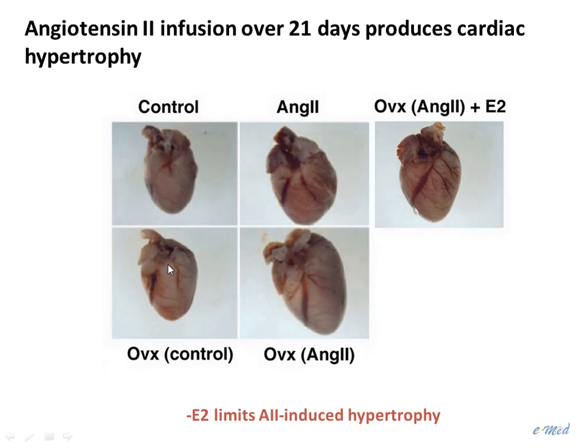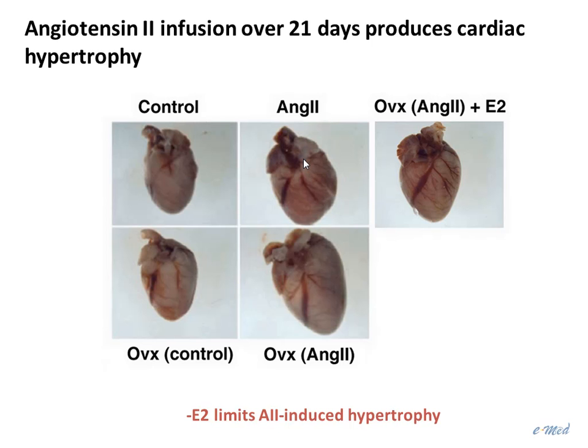Now, if you infuse angiotensin over 21 days to promote cardiac hypertrophy, and remember, angiotensin is the single most common cause of human cardiac hypertrophy and then progression to heart failure in humans. So this is a very relevant model that the cardiovascular scientists use. And again, to remind you that heart failure is the number one cause of death. I'm sure it's the way it is in Israel, it is in the United States certainly as well.